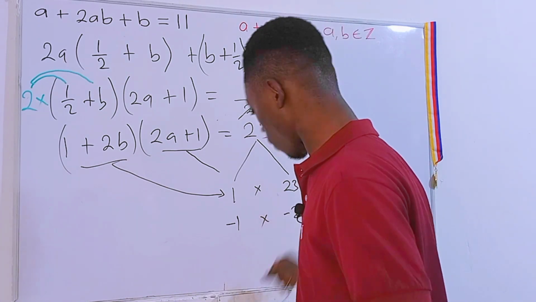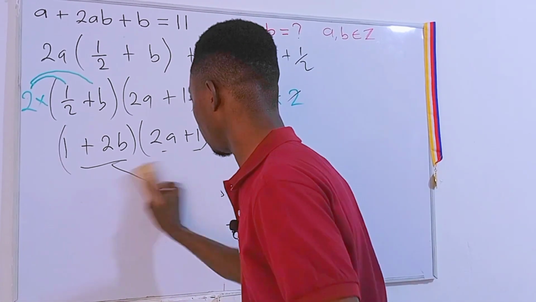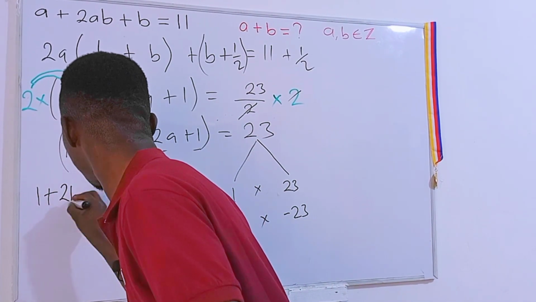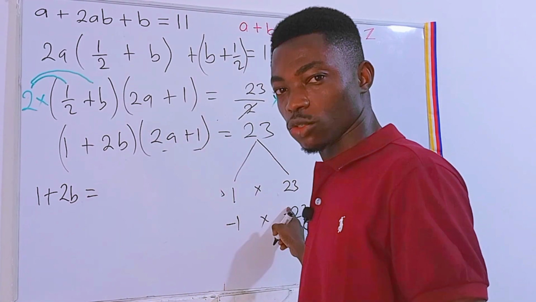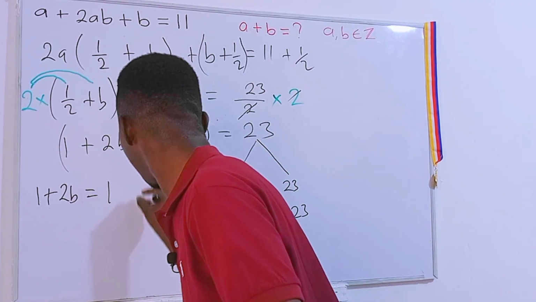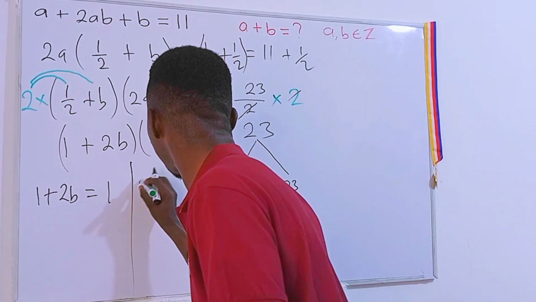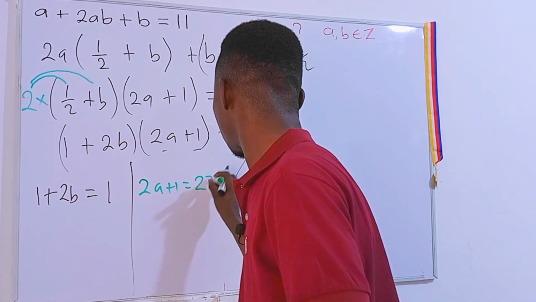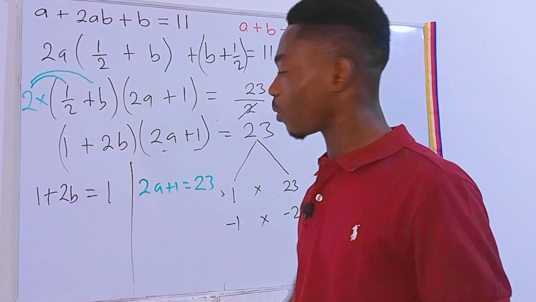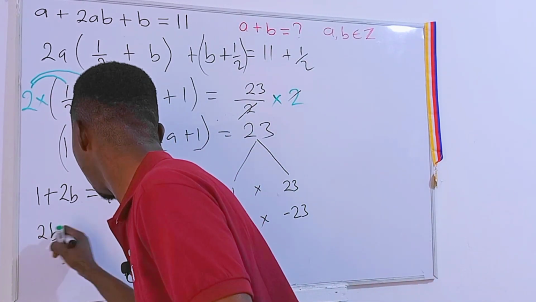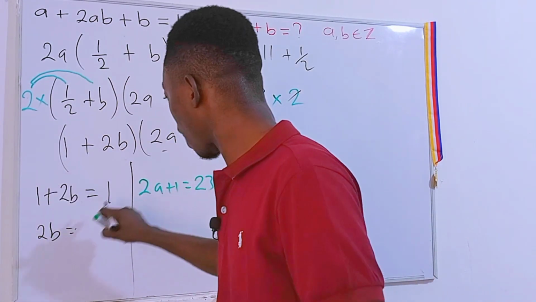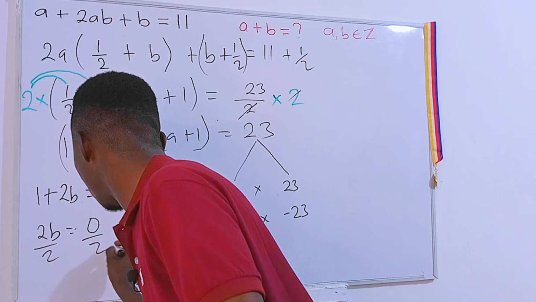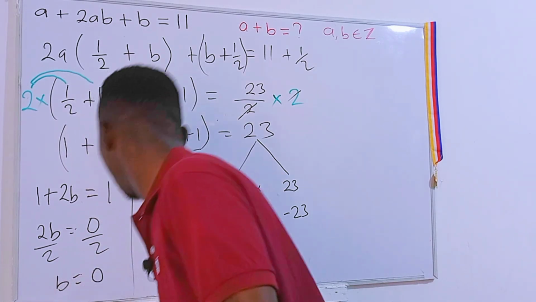So let's go ahead and form our equations just like that. The first equation is going to be 1 plus 2b is equal to, it can be 1, it can be 23, anything. But we're going to put 1 here. Then the second equation is going to be 2a plus 1 is equal to 23, just like that. Let's go ahead and solve for b from this. We have 2b is equal to, transposing this one, 1 minus 1, which is 0. Now, dividing each side of the equation by 2, we have b is equal to 0.